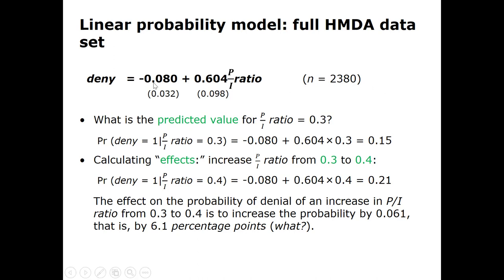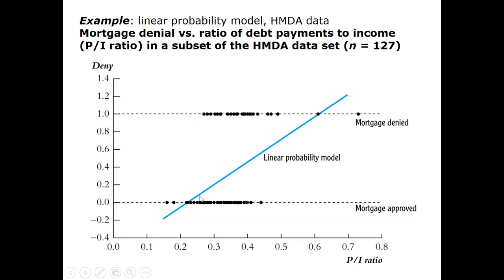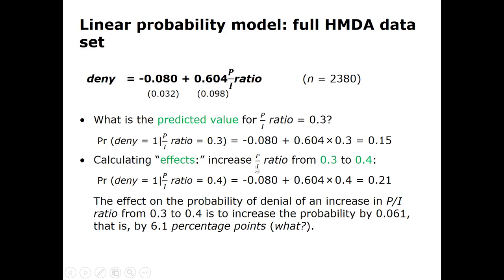The linear probability model tells us that the coefficient beta 0 is negative, which implies the line crosses the y-axis somewhere here. That's an interesting case. It means you get a negative probability if you have no PI ratio. When you don't have any debt, your probability of denial is negative. That's interesting. We'll come back to why this is the case and why it is a disadvantage of this model. And beta 1, which is the change in the predicted probability given a unit change in x, is basically 0.6.